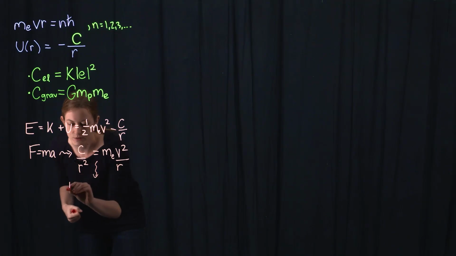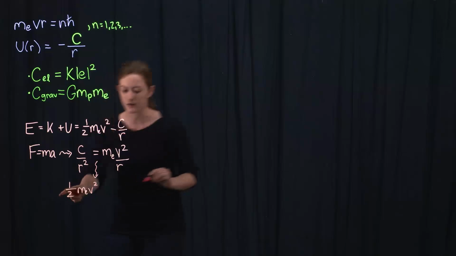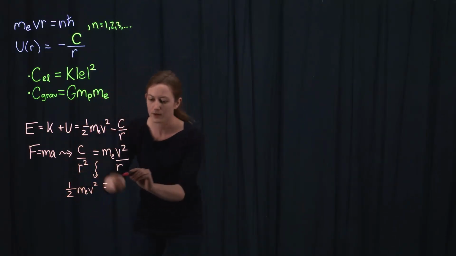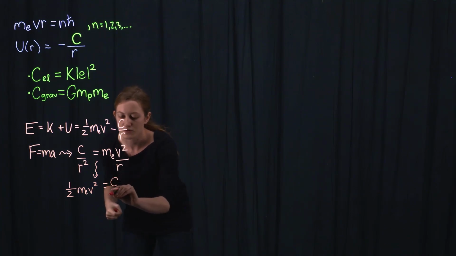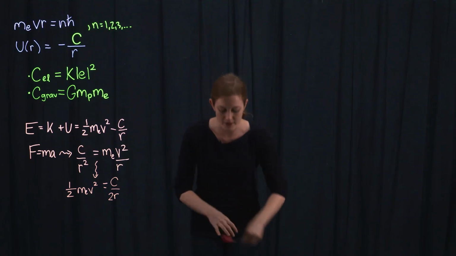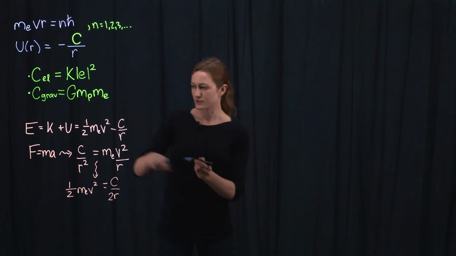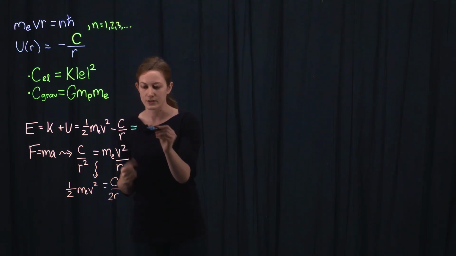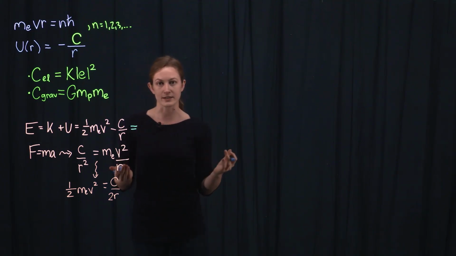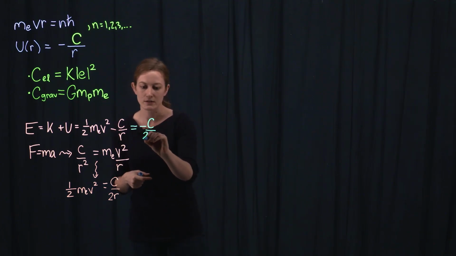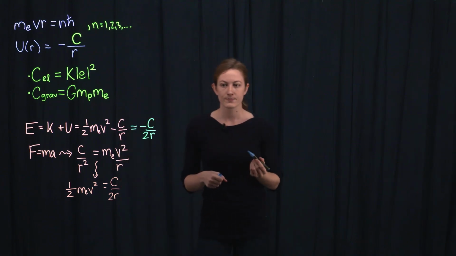So I can just rearrange this a bit to solve for 1/2 mv squared, which will be equal to C over 2r. Good. So plugging that in to the total energy, we'll find that the total energy in terms of this constant C and the radius r of the orbit is minus C over 2r.